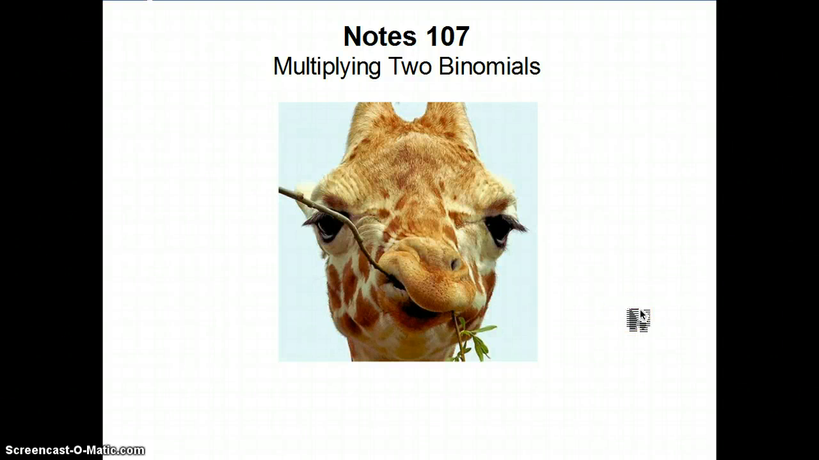Hello and welcome. Today we're going to be talking about multiplying two binomials. In previous lessons, we've talked about multiplying a monomial by a polynomial consisting of two or three terms. Today we're going to be going more in depth in regards to multiplying two binomials together, or two polynomials consisting of only two terms.